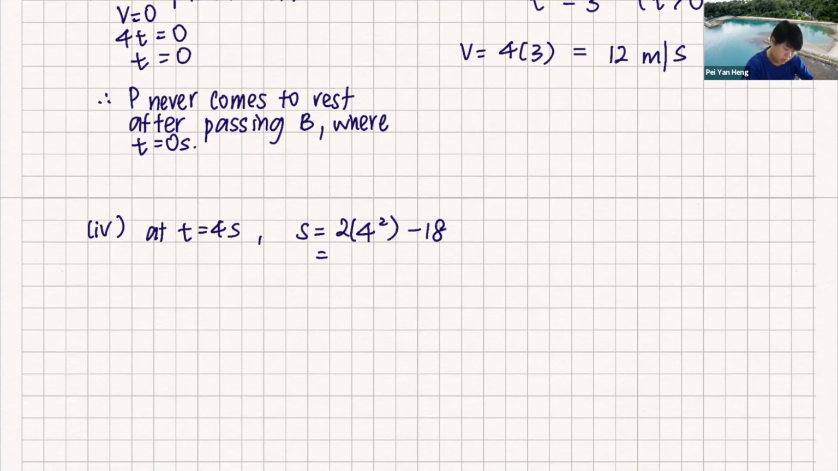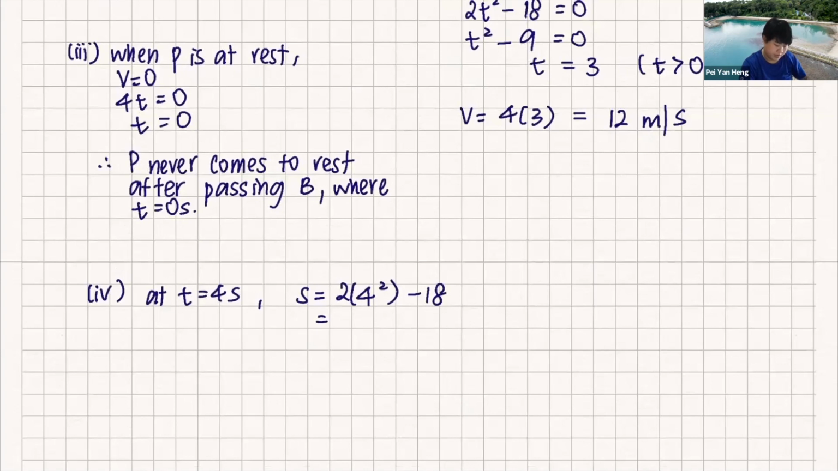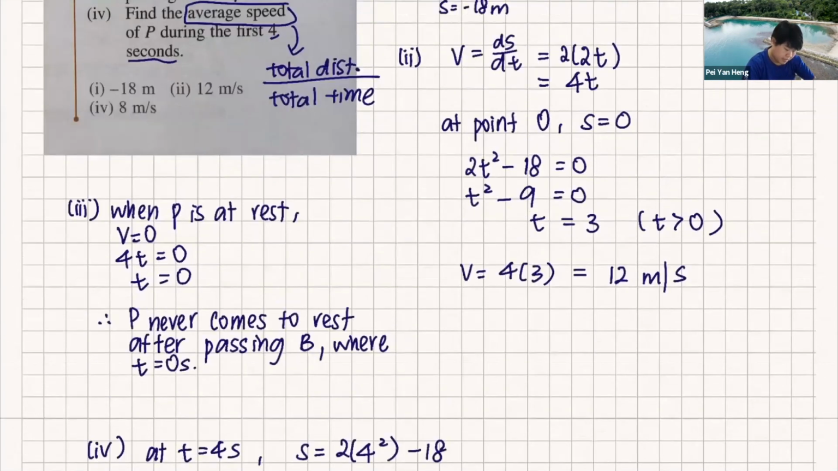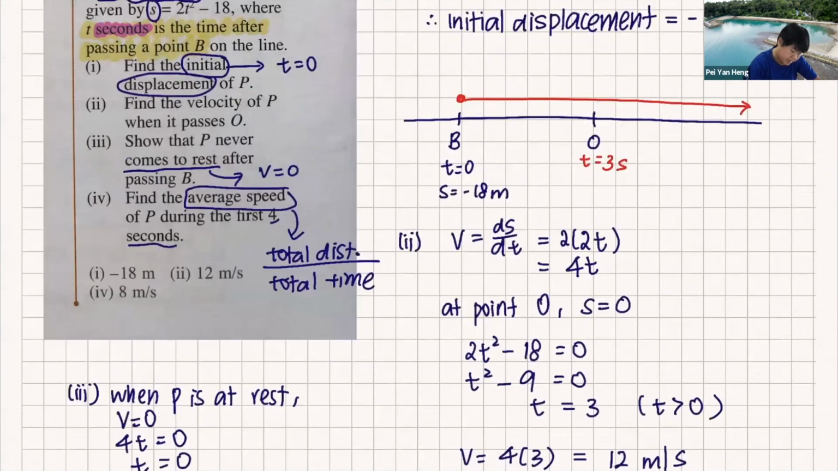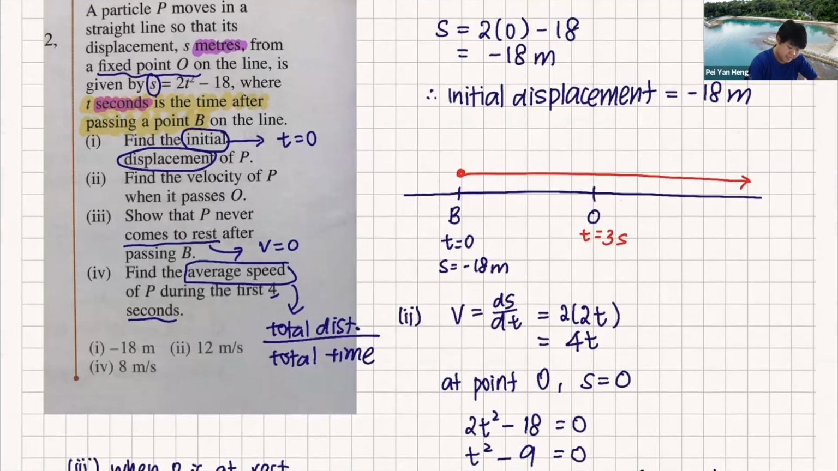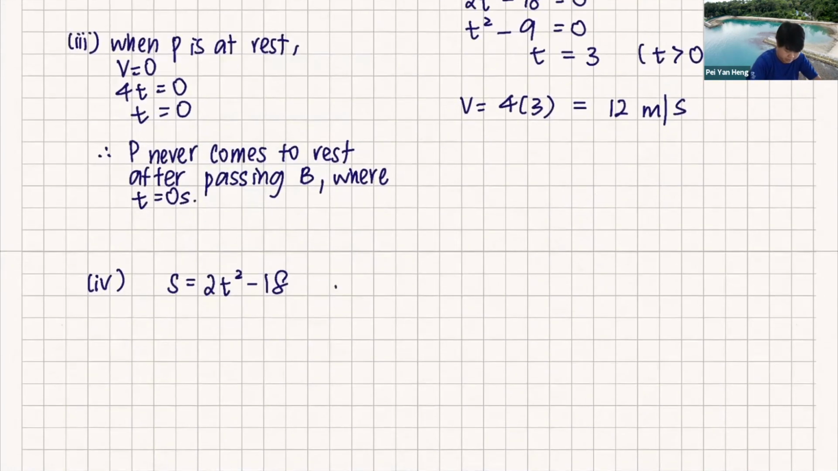Oh, hang on. No. Okay, let's recap. S equals 2t squared minus 18, and S is the displacement from O.